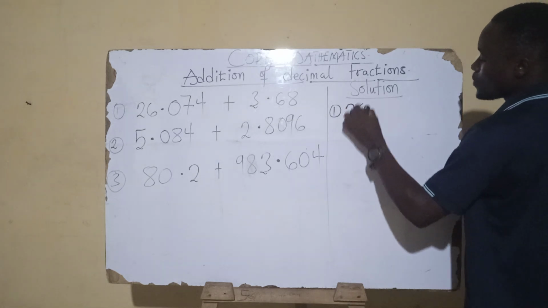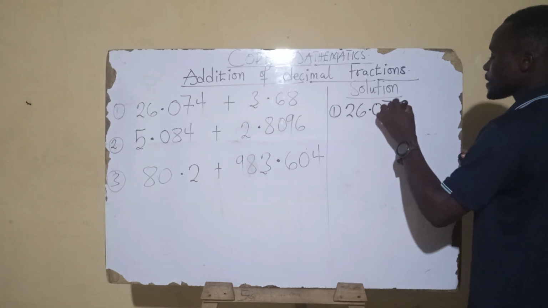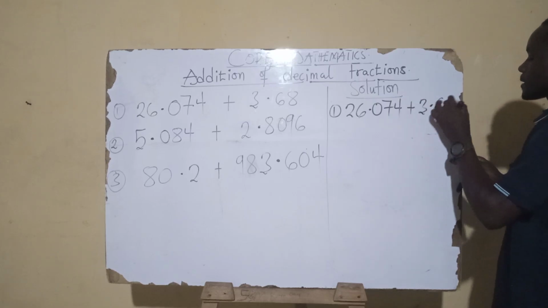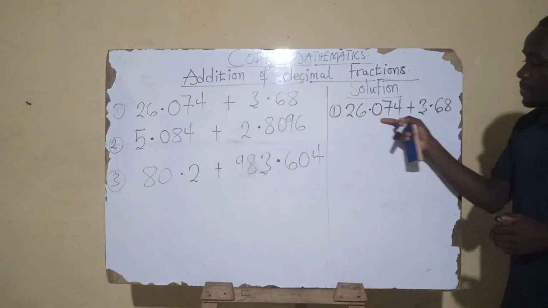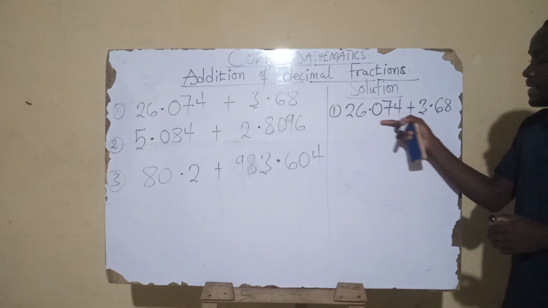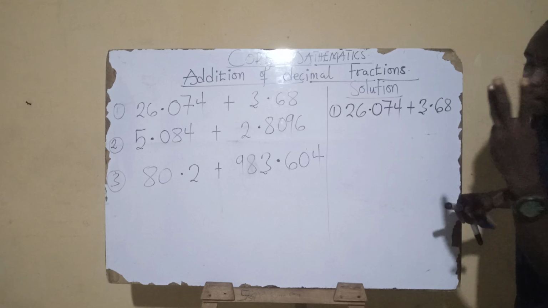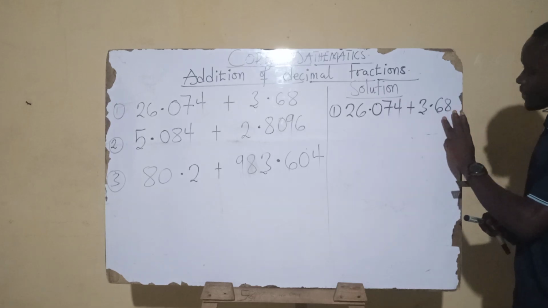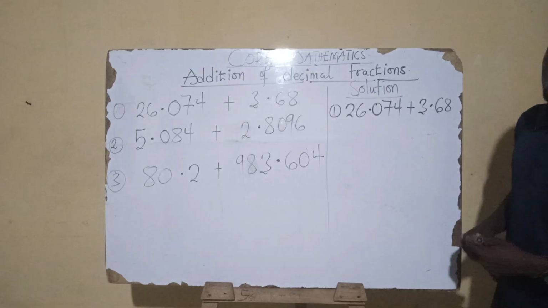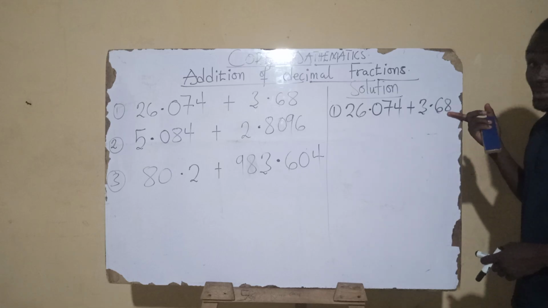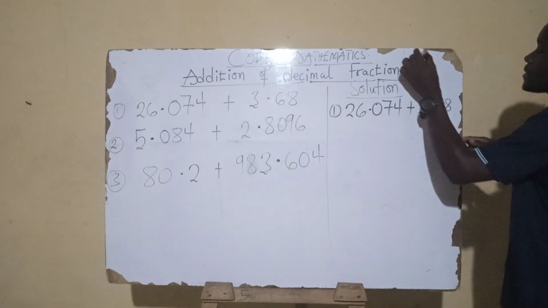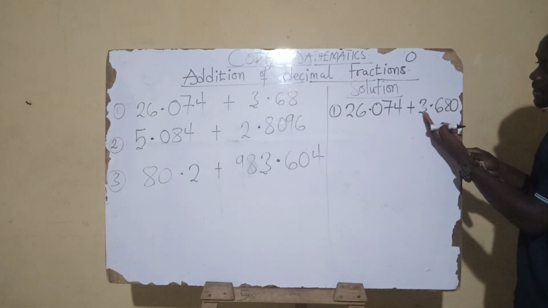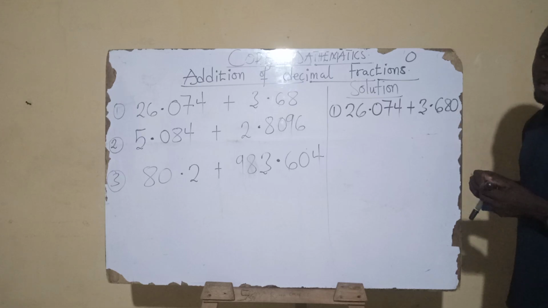So I have 26.074 plus 3.68. Now I told you that here the decimal places are 3, and over here is 2. So we have to make sure that if here is 3, here also becomes 3. In doing so, we are supposed to add a certain value to this, and that value should be 0 and not any other number. So we are going to add 0 to this, so that here becomes 3.680. Are you with me? Very good.